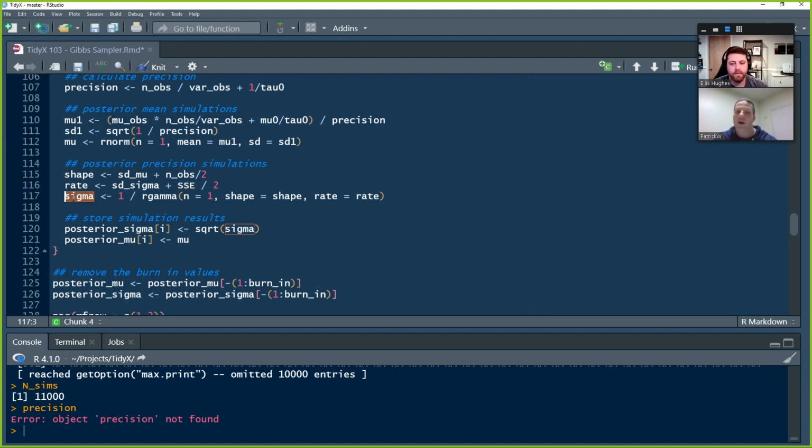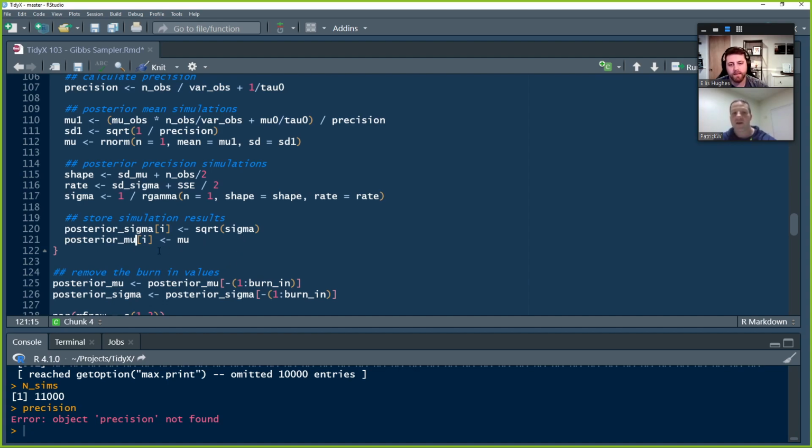And then remember, we're working in this gamma distribution here for our standard deviation. So we're going to do 1 divided by our gamma, which is a random draw from the gamma distribution. We're going to take 1 draw. We're going to pass it our shape parameter that we just calculated, and our rate parameter that we calculated. And now we have sigma as an inverse gamma distribution.